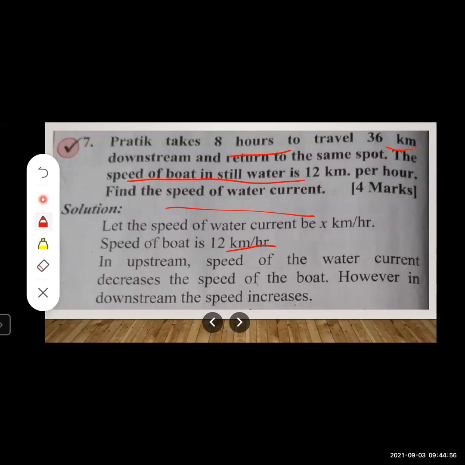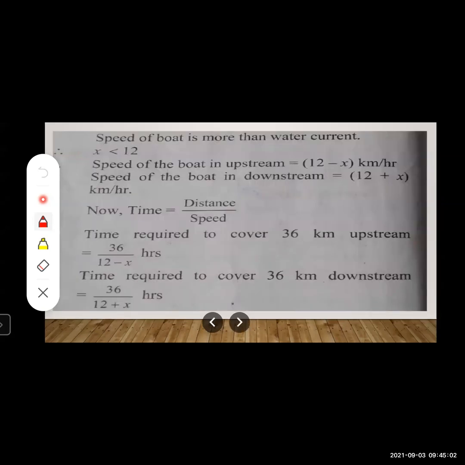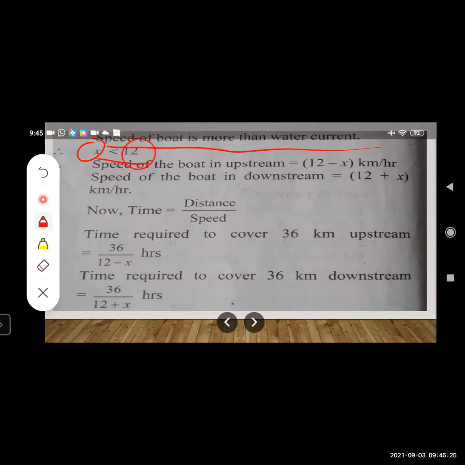And what will be the speed of the boat in upstream? It will decrease. Let us see in the next slide. See, the speed of the boat is more than the water current while it is going down, means in downstream. That's why we have written x is less than 12. What is x? x is the speed of the water current. What is 12? 12 is the speed of the boat.